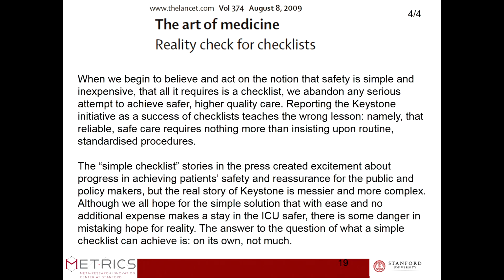So this is his conclusion. "When we begin to believe and act on the notion that safety is simple and inexpensive and that all it requires is a checklist, we abandon any serious attempt to achieve safer, higher quality care," quality research. "Reporting the Keystone Initiative as a success of checklists teaches the wrong lesson, namely that reliable, safe care requires nothing more than insisting on routine, standardized procedures.